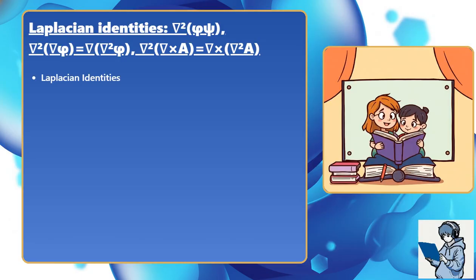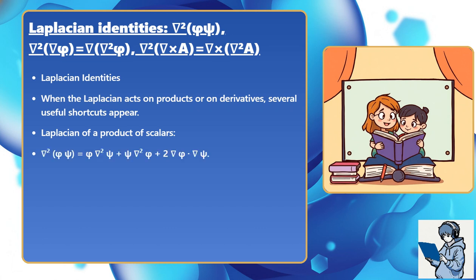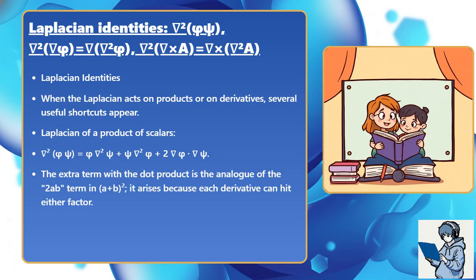Laplacian identities. When the Laplacian acts on products or on derivatives, several useful shortcuts appear. Laplacian of a product of scalars. Del squared phi psi equals phi del squared psi plus psi del squared phi plus 2 del phi dot del psi. The extra term with the dot product is the analog of the 2ab term in a plus b squared. It arises because each derivative can hit either factor.